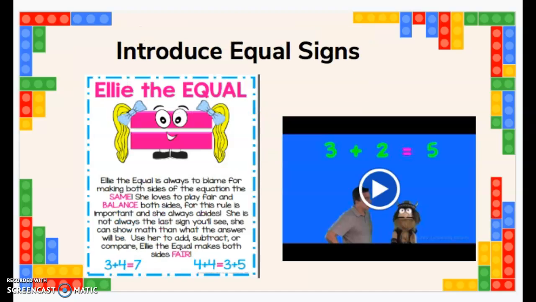The next sign that we are going to introduce is Ellie the equal sign. Ellie the equal is always to blame for making both sides of an equation the same. We know that equal means they are the same. She loves to play fair and balance both sides. She is not always the last sign you'll see. She can show math, then what the answer will be. So when we use Ellie the equal, we're going to see her sometimes in the beginning of a number sentence, or at the end.